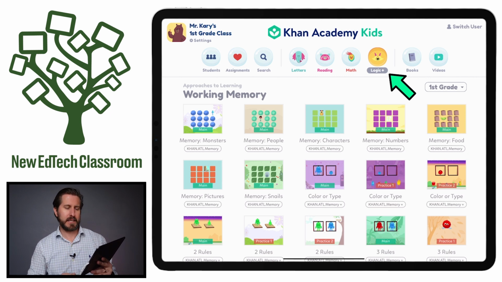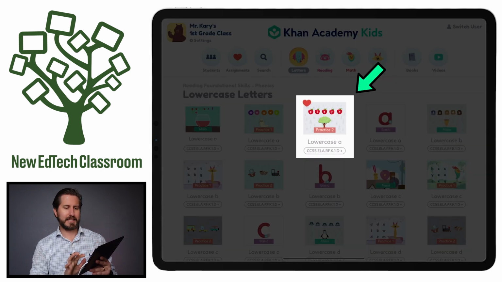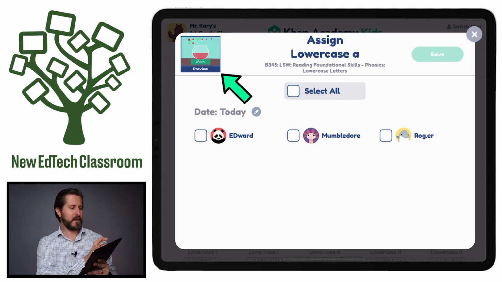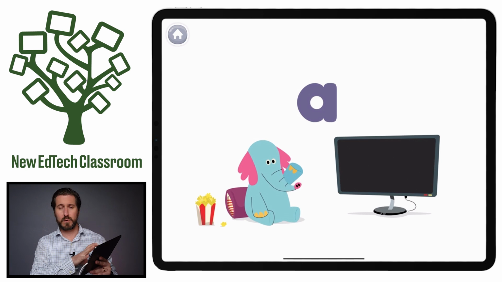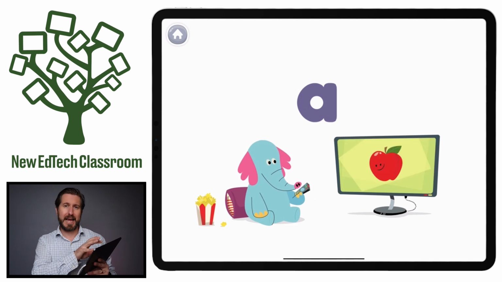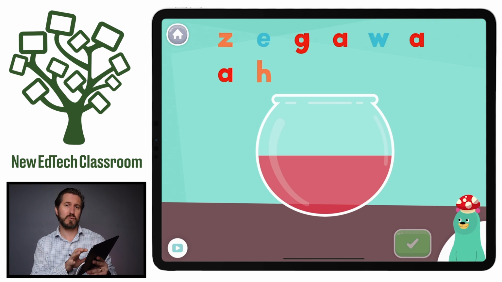So if we hop back over here to one of these letter activities and click on lowercase a, here I can preview the activity before assigning it to students. These activities will start with an introductory video that's going to explain a concept to students. So here students are learning about the letter A and the sound that it makes, and then they're given instructions to drag and drop the letter that corresponds to the sound.